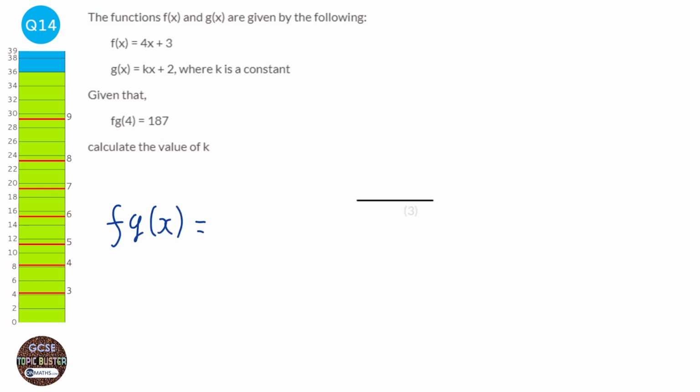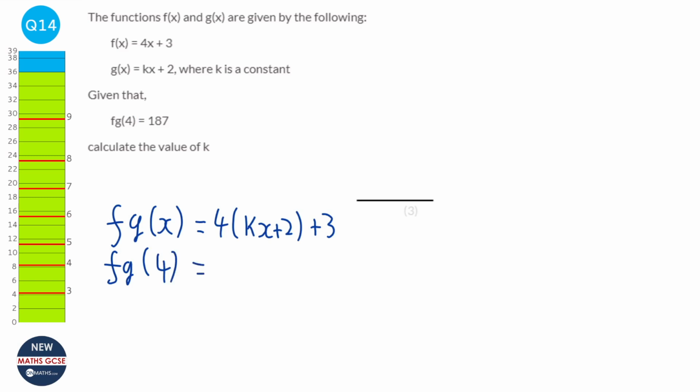We're going to first of all work out what the function fg of x is. And to do that, what we're going to do is just feed in the value of g of x, the function kx plus 2. We're going to feed that in as the value of x in the f of x function. So instead of 4x, it'll be 4 lots of kx plus 2 and then plus 3. Now this says that fg, when 4 is put into it, it gets an answer of 187. So when 4 is put into it, well, let's put that 4 into it.